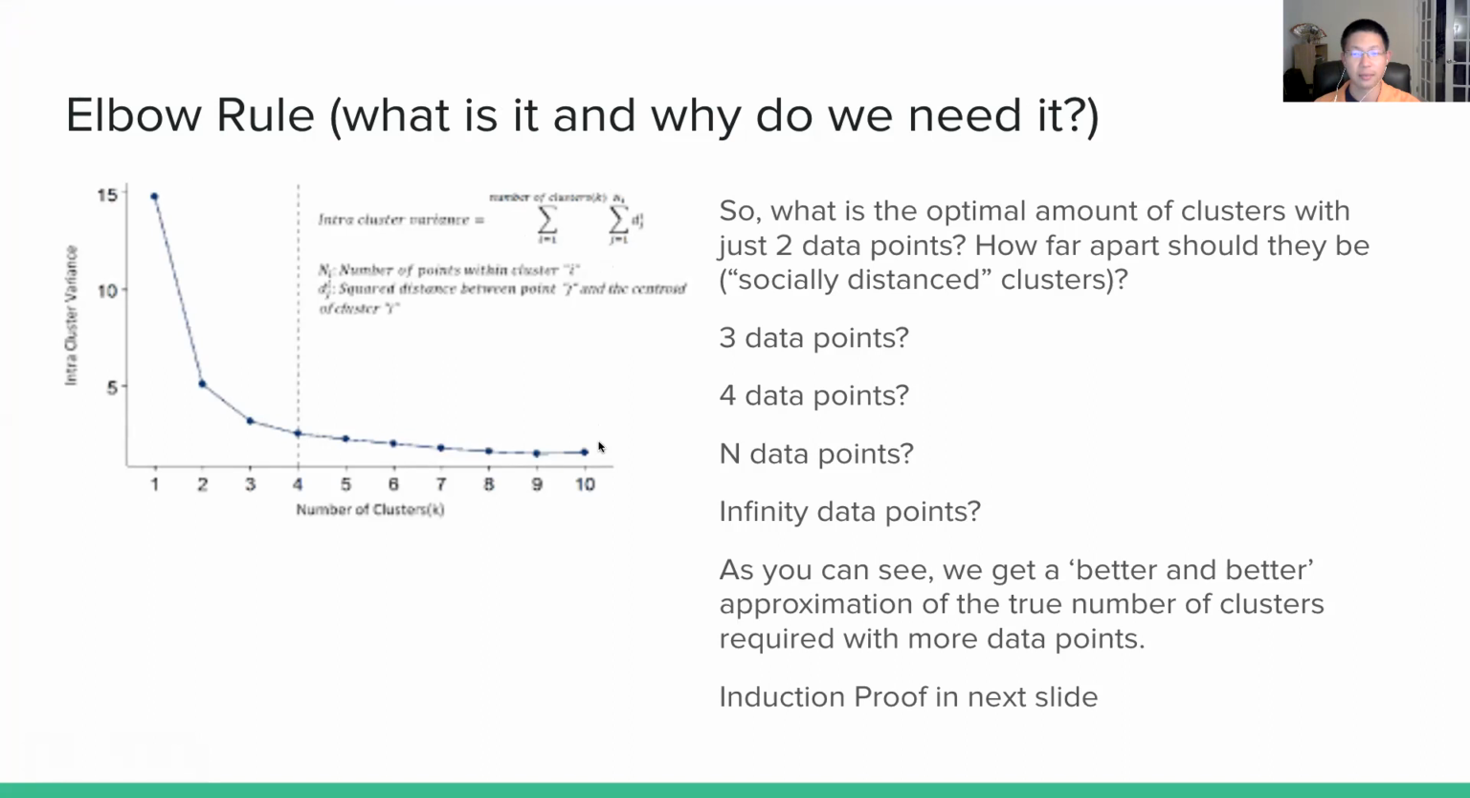So let's just say we only have 2 data points. What's the optimal amount of clusters? Well, you can only have 2 because you only have 2 data points. You have 3 data points, it gets more interesting. You could have 1, 2, or 3. 4 data points, 1, 2, 3, 4. N data points, 1 to n minus 1. And of course, if you want to do some real calculus, you could do a limit theorem for infinity data points. And the upshot is, as you can see, we get a better and better approximation of the true number of clusters required with more data points.